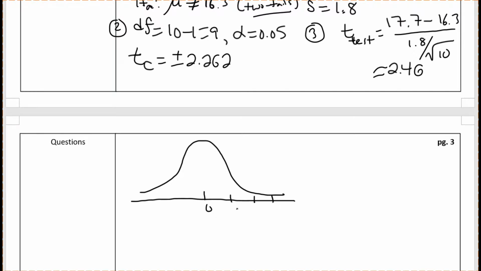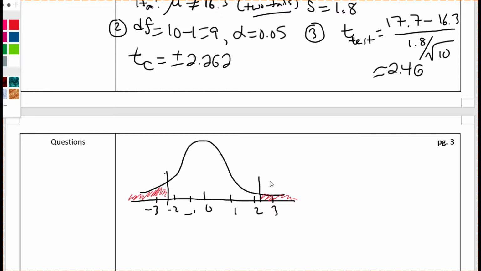Remember, our standard deviations go by 1 on each side. All right, and then if we graph, let's do our critical values first. So that's 2.262, positive and negative. All right, so then we're going to label our rejection regions. I'm going to shade our rejection regions here. Then I'm going to do this in a different color and label my t-test.